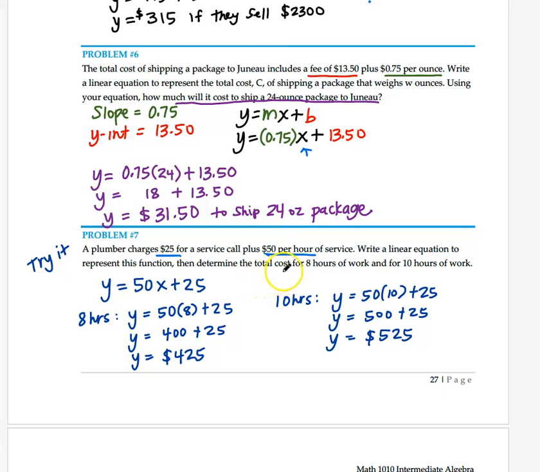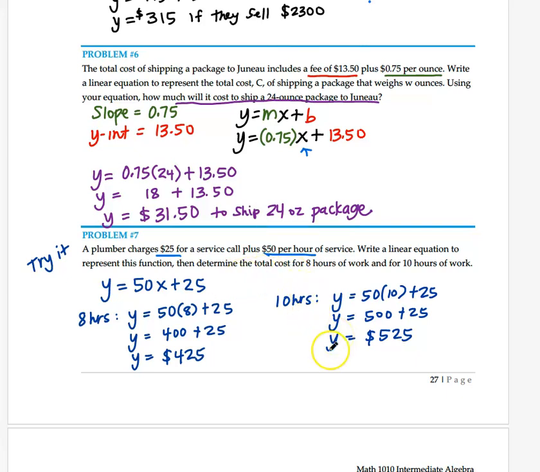And then it asks us to determine the cost if it works for 8 hours and for 10 hours. So for 8 hours, we plug that in. You can see it's going to cost $425. And at 10 hours, when we plug 10 in place of x there, we find that he's going to charge $525 for those 10 hours of work.